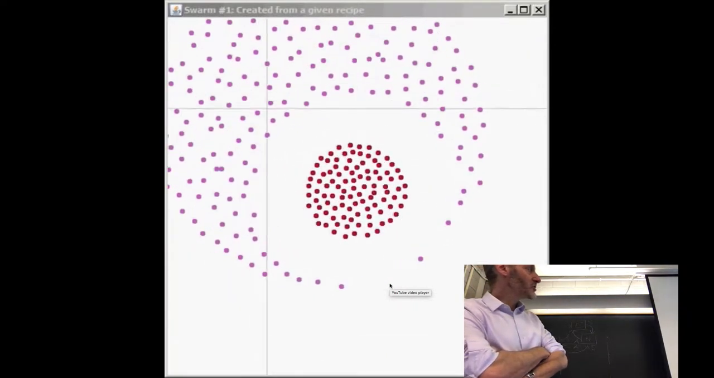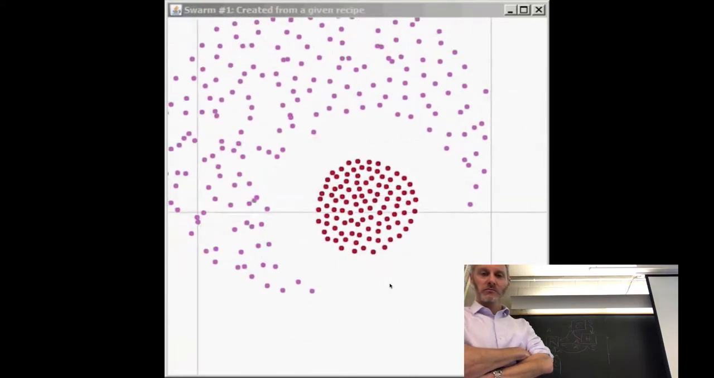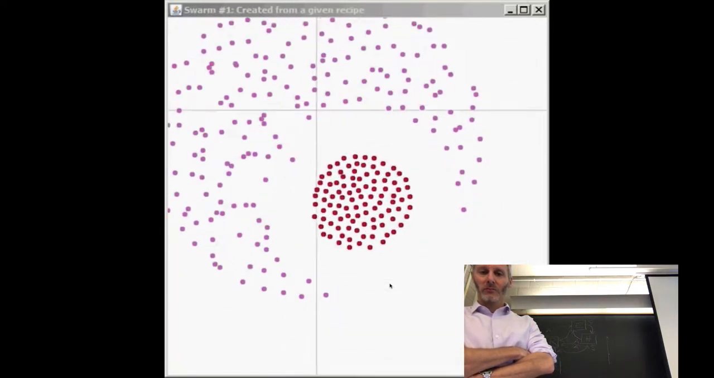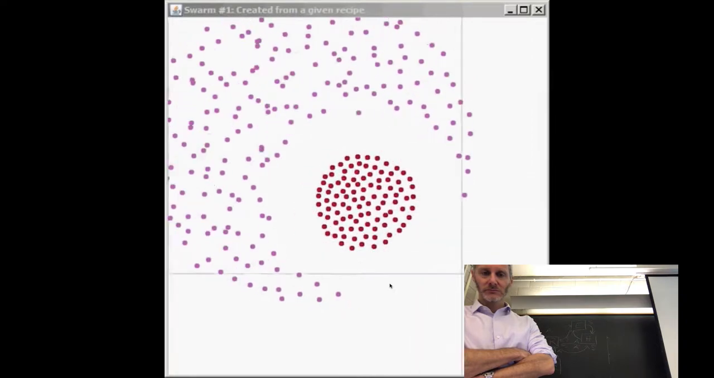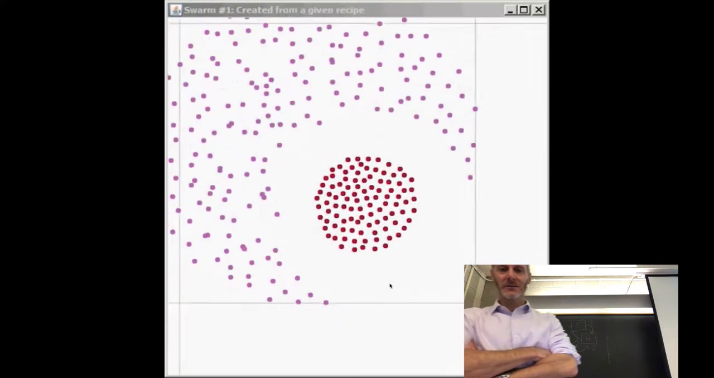So here are two species that are moving collectively together. A little bit more difficult to figure out what's going on here.